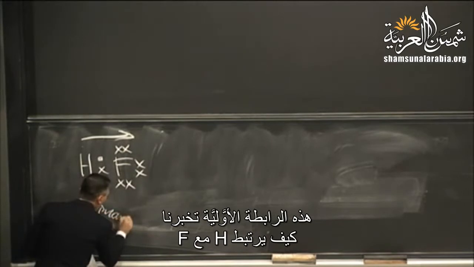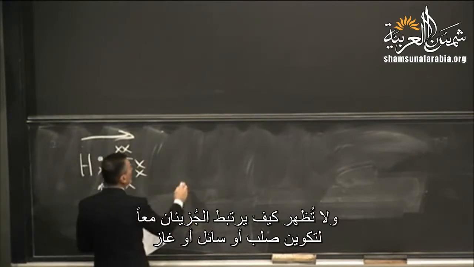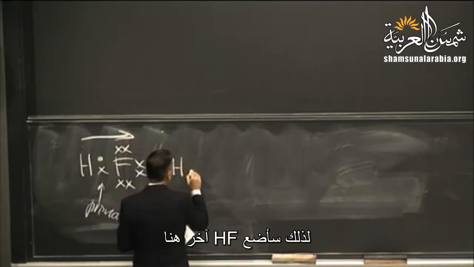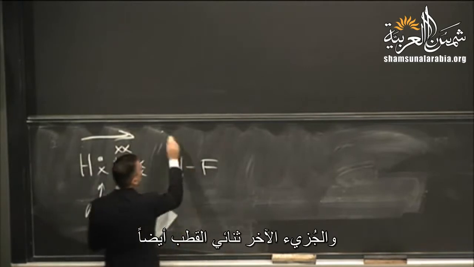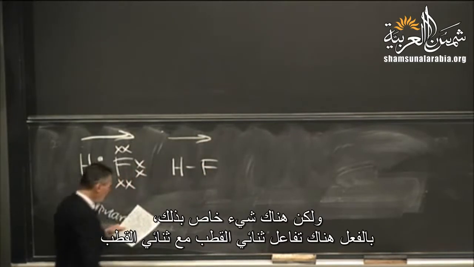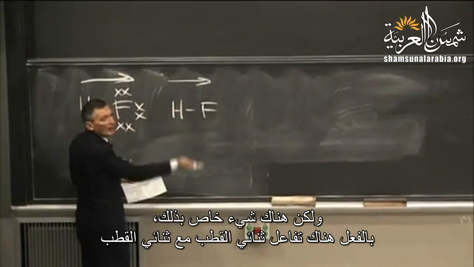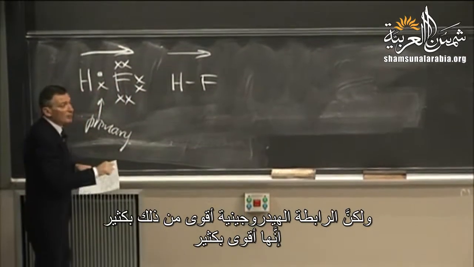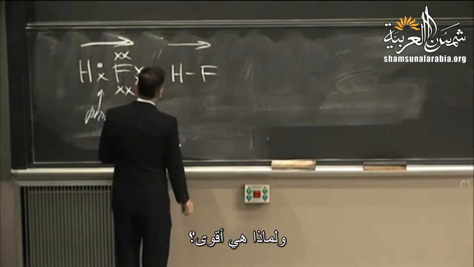And it tells me how H bonds to F. It doesn't tell me how one HF bonds to another HF. So I'm going to put another HF over here. So there's another HF, and this also is a dipole. But there's something special about this. Already there's a dipole-dipole interaction. But the hydrogen bond is much stronger. It's much stronger. And why is it stronger?